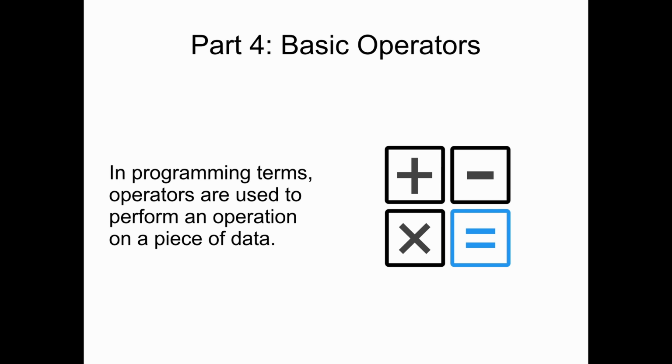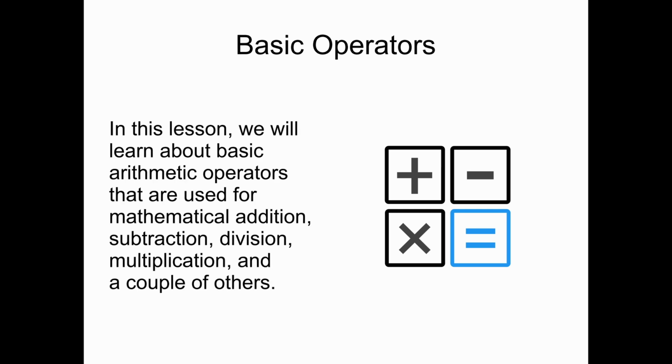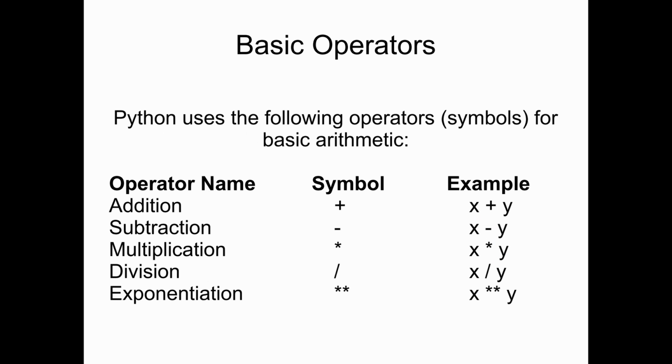In programming terms, operators are used to perform an operation on a piece of data. In this lesson, we will learn about basic arithmetic operators that are used for mathematical addition, subtraction, division, multiplication, and a couple of others. Python uses the following operator symbols for basic arithmetic.